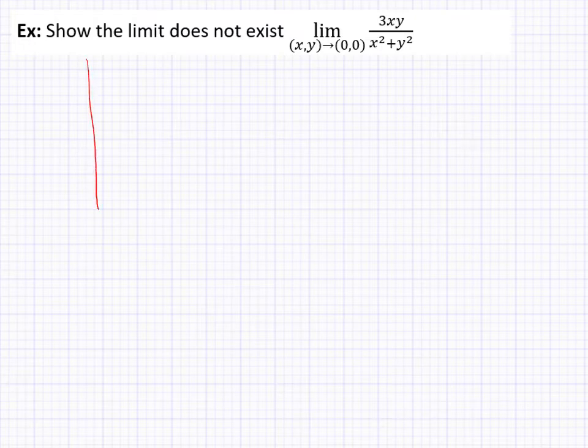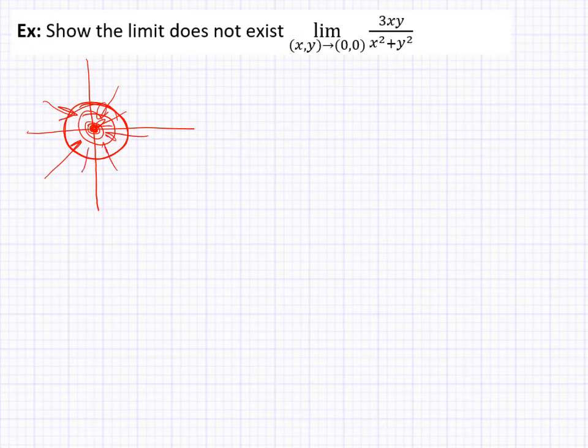So if I think about my domain as a set of points in the xy plane, here's 0, 0. That's the point I'm trying to approach. And I have to approach that point from infinitely many different directions. So from this ring around this point, and make this ring shrink down further and further till I get to that point. So I would have to approach it from every one of these directions, and every time I approach it from one of these directions, the corresponding function value is the same every time. So in order to show that it doesn't exist, I just have to find two ways to get to 0, 0 where the function values are not equal.